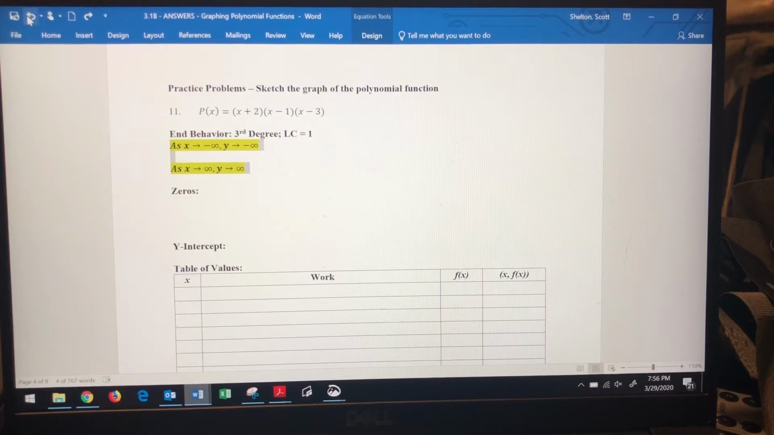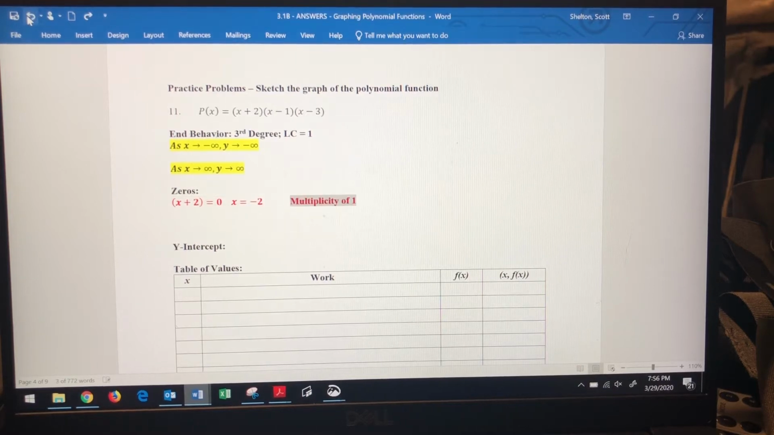Okay? Next step is to find the zeros. That's the x-intercepts or the solutions of this polynomial function. All right, so we're already in factored form. We're going to set each of those factors equal to 0 so we can find the x-intercepts. Okay, the first x-intercept is going to be -2. All right, that factor only occurs one time. That x plus 2 is to the first power. That means we have a multiplicity of 1.